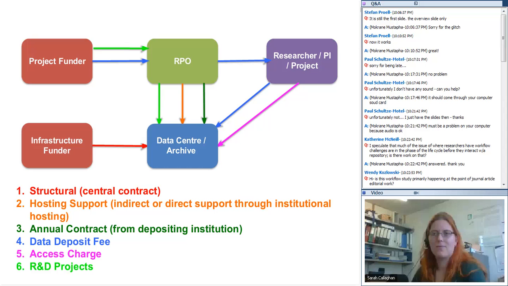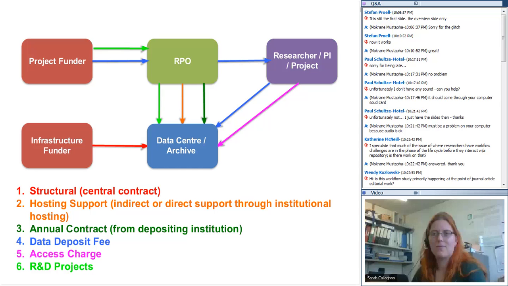And then the third one is the annual contract with a research performing institution for data services. The fourth payment model or income stream is this idea of a data deposit fee, and that's something that we're particularly interested in exploring and looking at what data centers may be exploring that.